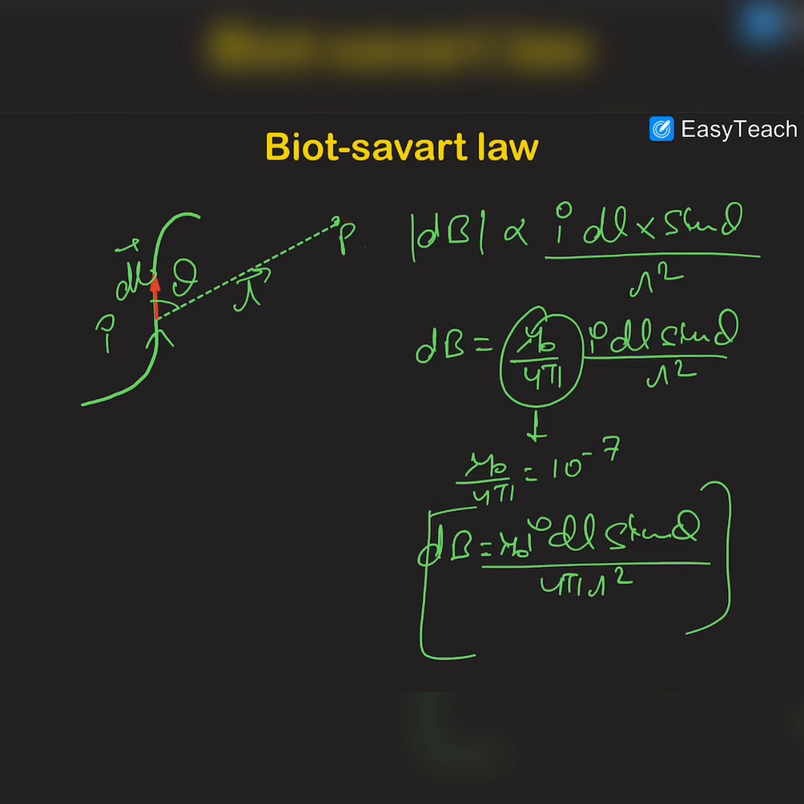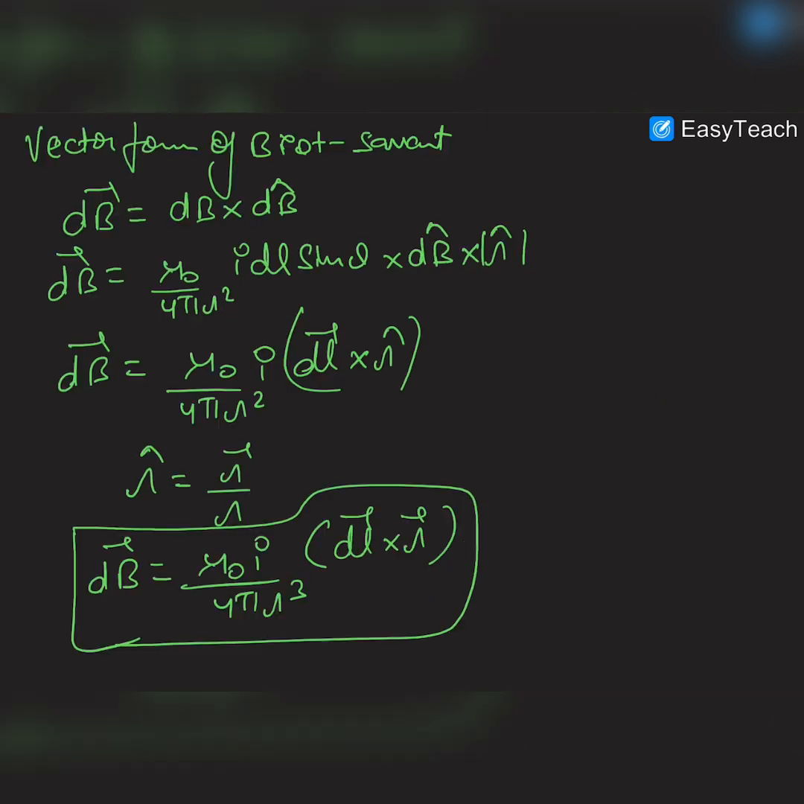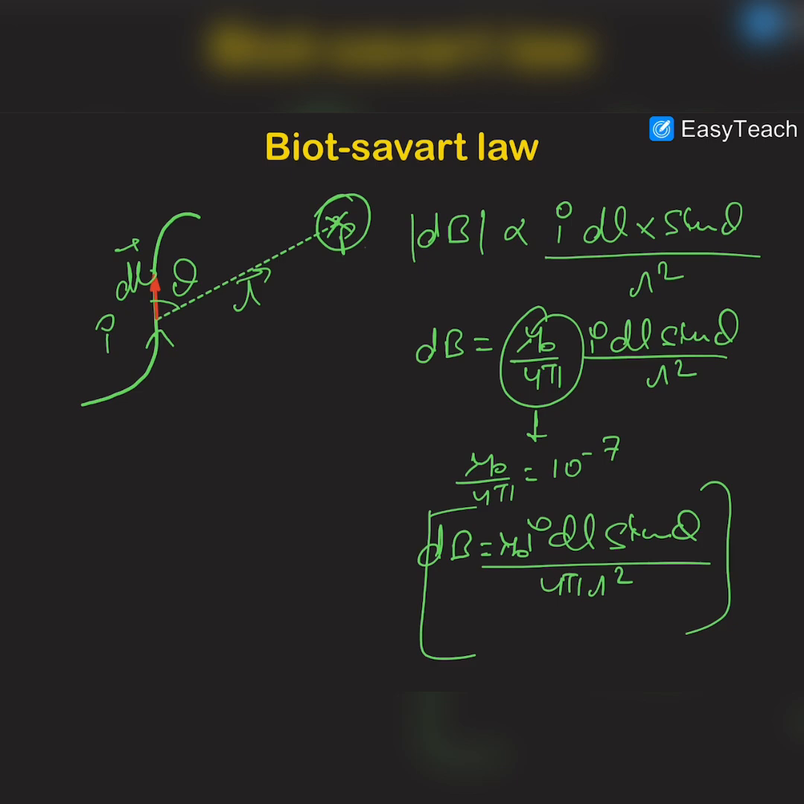But in this case, the magnetic field is in the downward direction, because you can rotate the fingers of your right hand in the cyclic order starting from dl to r. If you rotate your fingers of the right hand from dl to r like that, then the thumb of your right hand will be pointing in the downward direction. So the magnetic field dB at this point will be pointing in the downward direction.